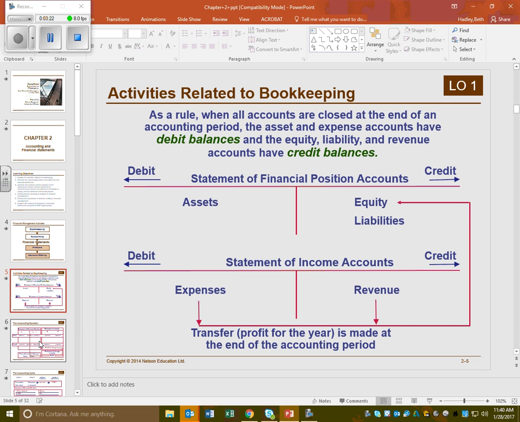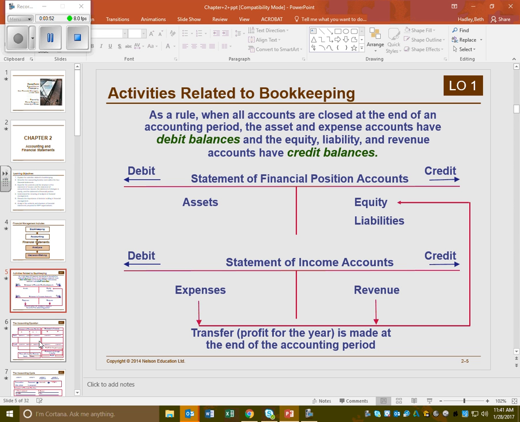The statement of financial position, as you can see by the classification of accounts that are on there, is also referred to as your balance sheet. Your statement of income accounts, as you can see, includes your revenue and your expenses. And this can be referred to as your statement of income or your statement of comprehensive income. And this, of course, is your income statement.